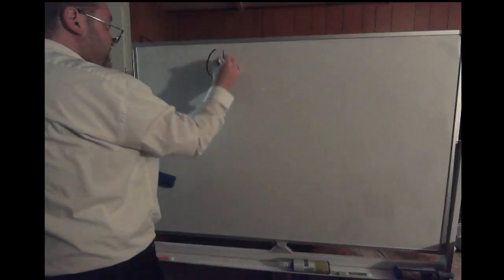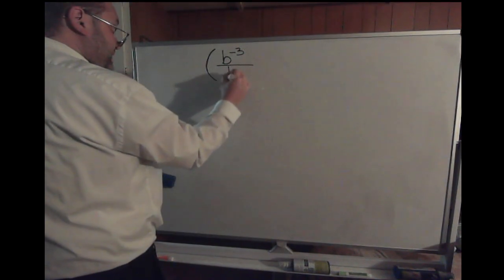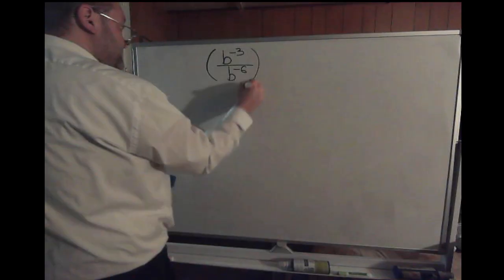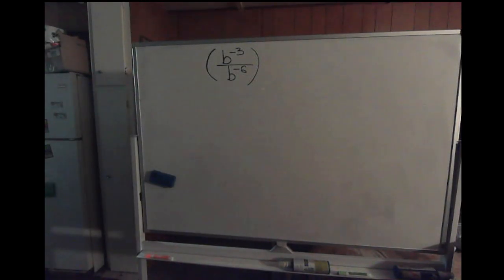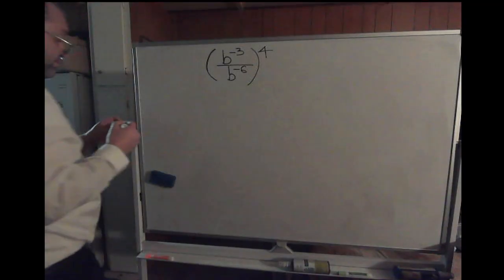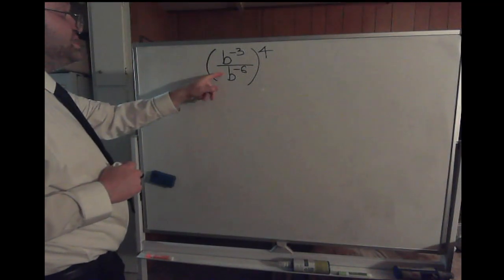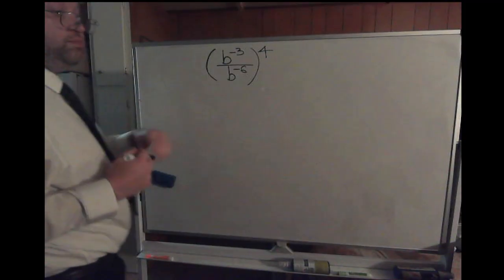Down to 3 more. We're almost done. Alright, we have b to the negative 3rd over b to the negative 6th, that whole quantity to the 4th power. So b to the negative 3rd over b to the negative 6th, the whole quantity to the 4th power.